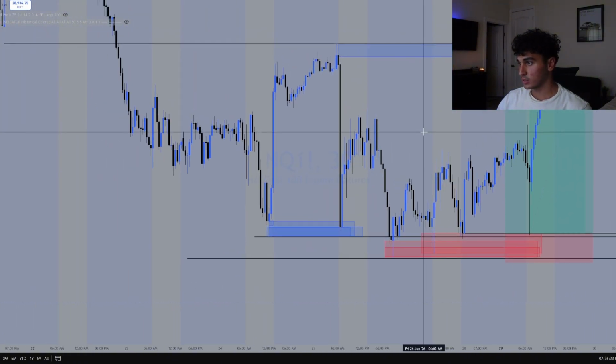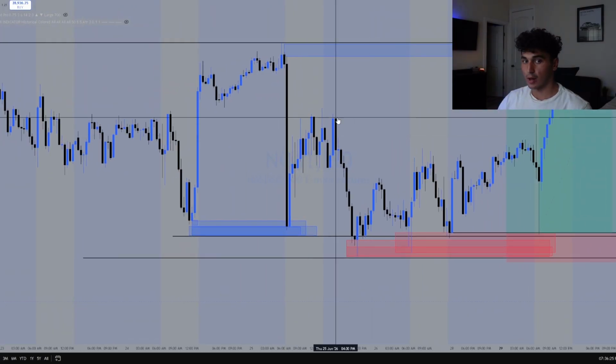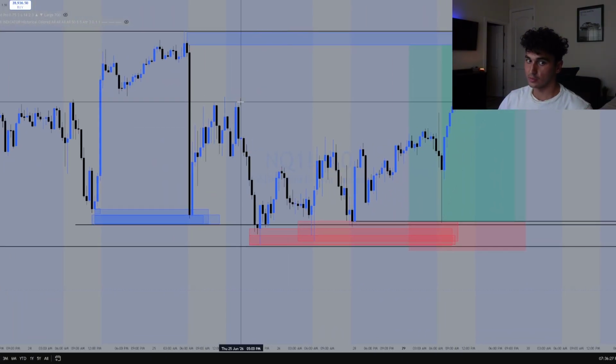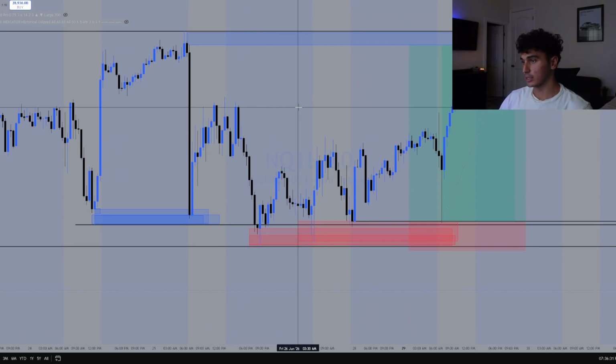As you guys can see, we pretty much have some equal highs being created right here, which then led to a strong push to the downside. This would also be considered a supply, right?